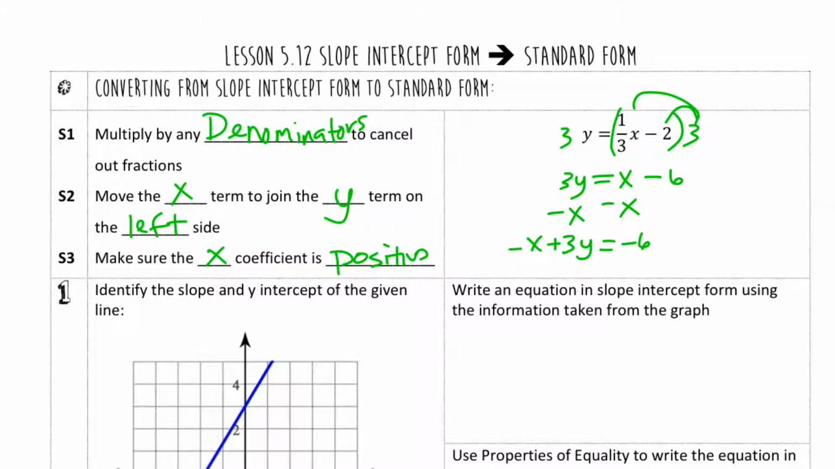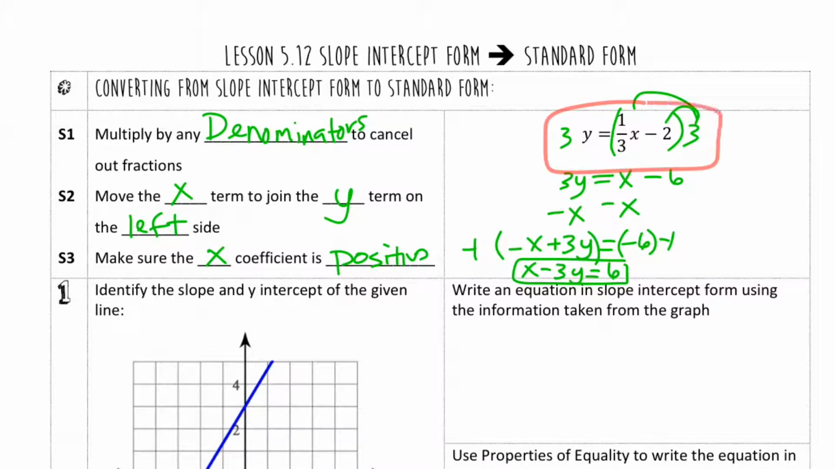So if I need to get rid of this negative 1, I can multiply both sides by negative 1. And this essentially changes all of the signs. So I get x minus 3y equals positive 6. And so this is the same equation as this one up here, except this one is written in standard form instead of slope-intercept form.